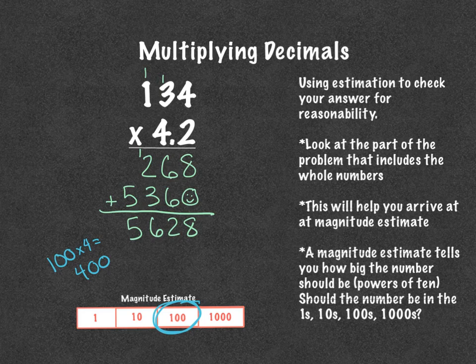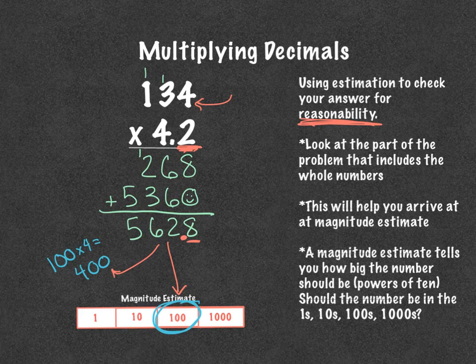Now, we're not done yet. Haven't placed our decimal. So if we look up here, we have 1 place behind the decimal. That's it. There's not a decimal up in this top number. So we only have 1 place behind the decimal, which means we only need 1 down here. So if we place our decimal here, is it reasonable? Yes, it's in the hundreds place, and yes, it's pretty close to this 400.